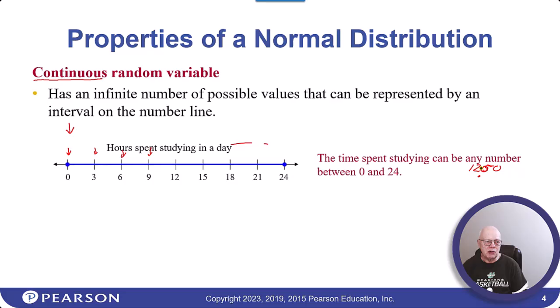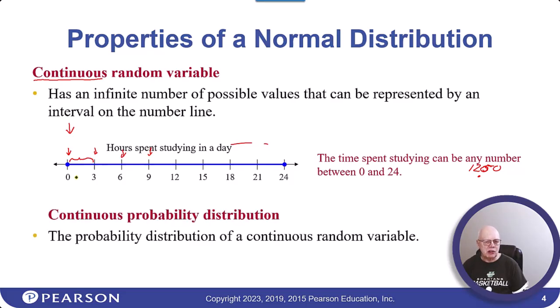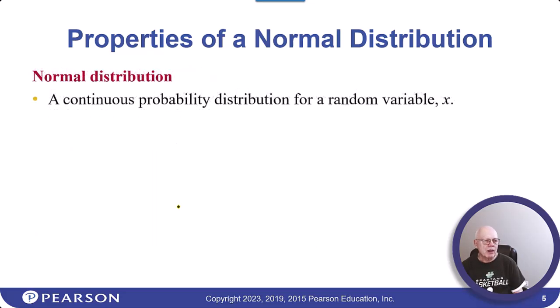However, with continuous ones, there's an infinite number of values, even between 0 and 1 or 0 and 3. Those are continuous, remember now? And we're going to talk about a probability distribution of a continuous random variable. So, continuous probability distribution. We're talking about a random variable x, so we're talking about some kind of characteristic.